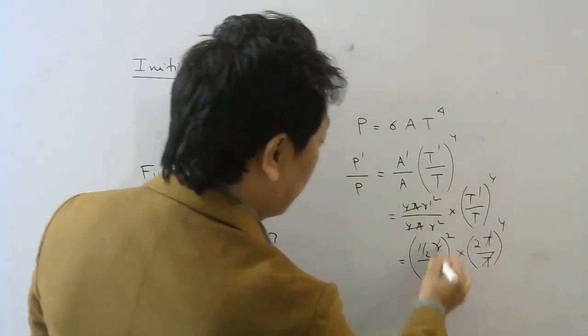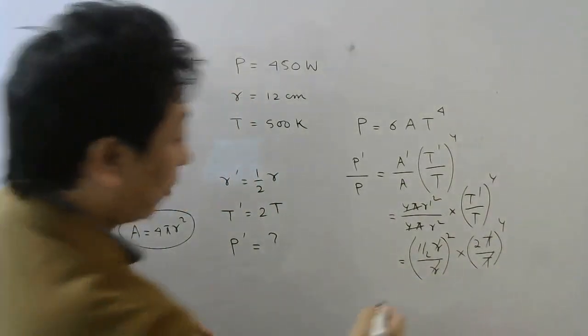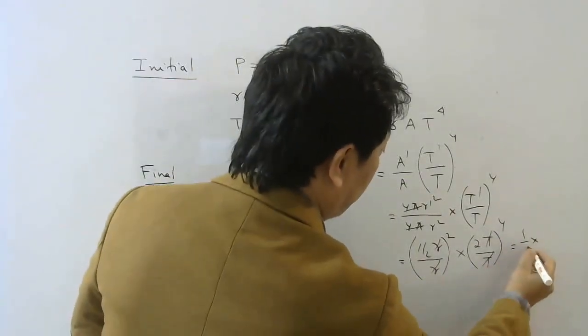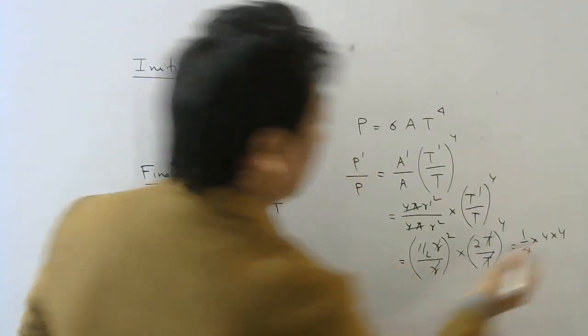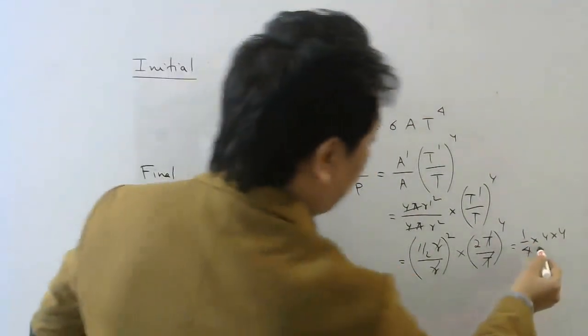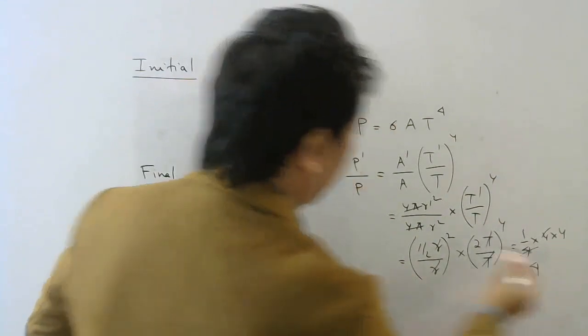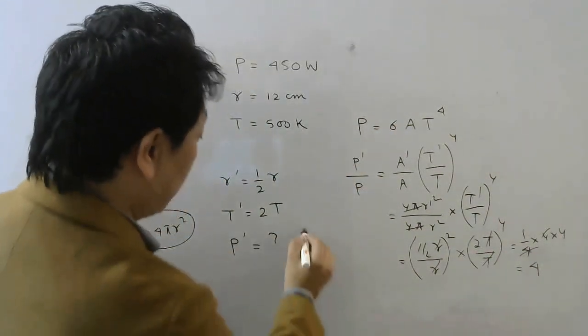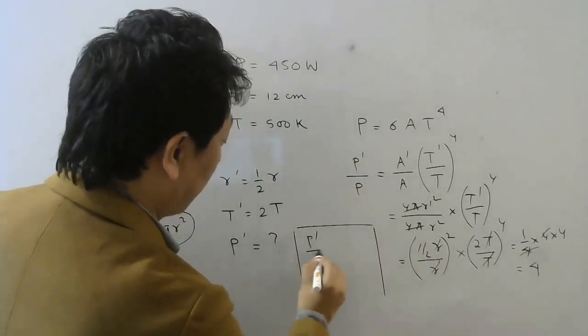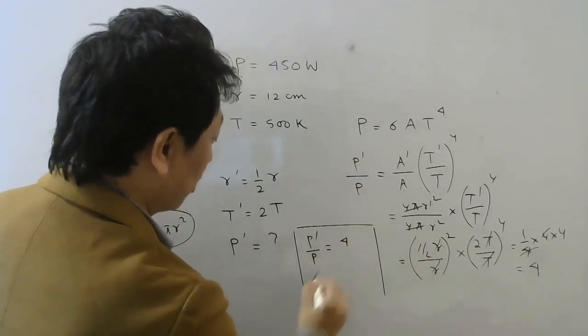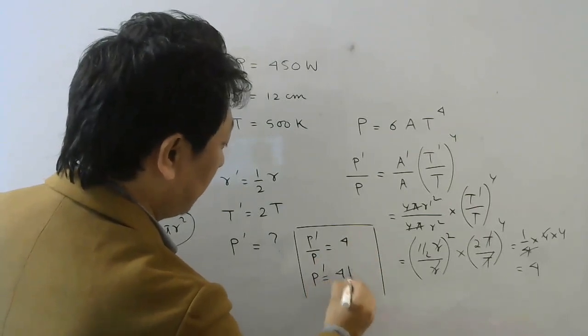So T gets cancelled, r gets cancelled, half square will be 1 by 4, and 2 power 4 will be how much? 4 times 4, isn't it? So 1 by 4 will cancel and that will be equal to 4. So if you cross multiply, what we will get? From here we see that P dash by P is 4. So if you cross multiply, P dash will be 4P.